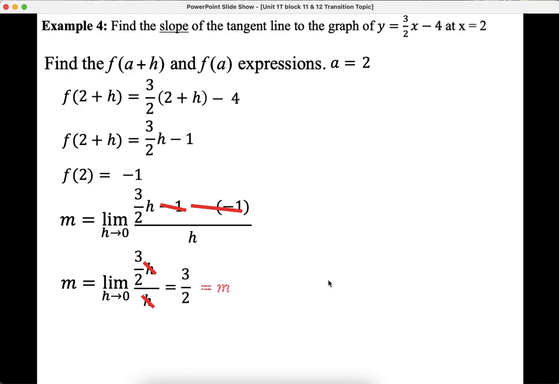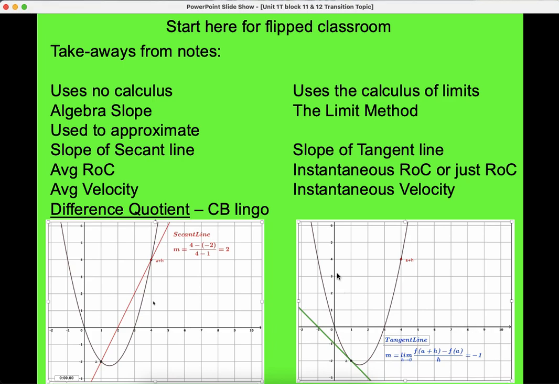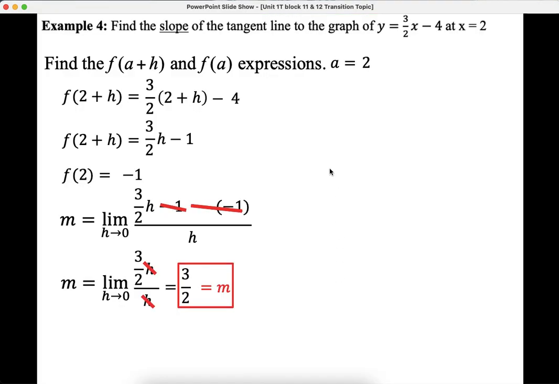Okay, so those are the skills we're going to practice for the next couple of days. And when we get back into class, we'll go over the takeaways. And so we're looking at that limit method, and we're looking at writing the equation of the tangent line. I'll see you in class.